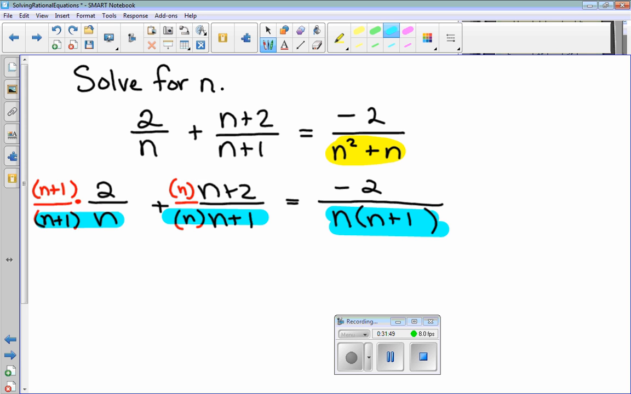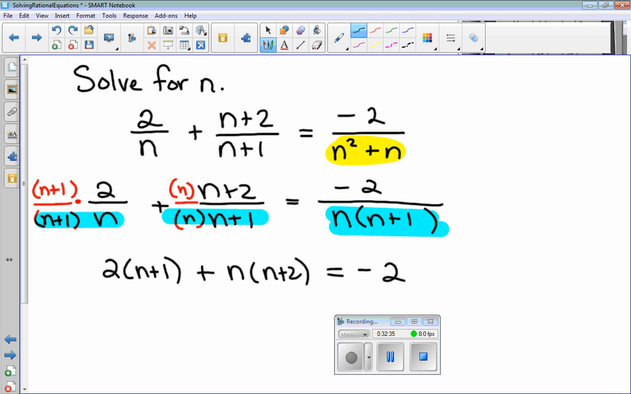Combine like terms. What like terms are there? You can't, because they're fractions. In order to add them, you have to have a common denominator, right? So they're all the same at the bottom. Now all the denominators are the same. So in this case, I can simply say 2 times n plus 1 plus, I'm just looking at the numerators now. 2n plus 1 plus n times n plus 2 equals negative 2.